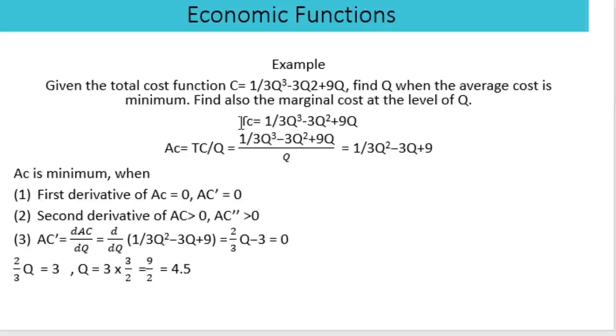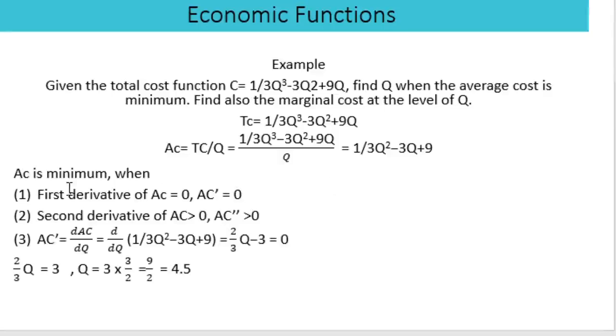Given TC equal to 1 by 3 q cube minus 3q square plus 9q, average cost equal to TC by q. That is, divide this whole equation by q. That is 1 by 3 q cube by q is 1 by 3 q square, minus 3q square by q is 3q, plus 9q by q is 9. This is the average cost.